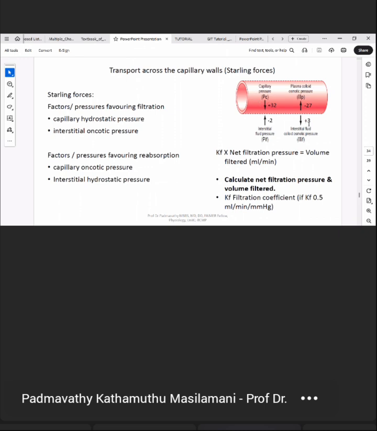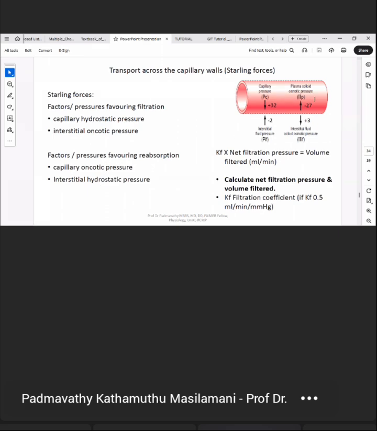So what are the two filtration pressures? The capillary hydrostatic pressure, I have written here, and also the interstitial oncotic pressure. So both are favoring the filtration. The reabsorption forces are the capillary oncotic pressure and interstitial hydrostatic pressure. This slide is very, very, very important. Okay. So these two are the filtration pressures. These two are the reabsorption pressures. Okay. So you can see.